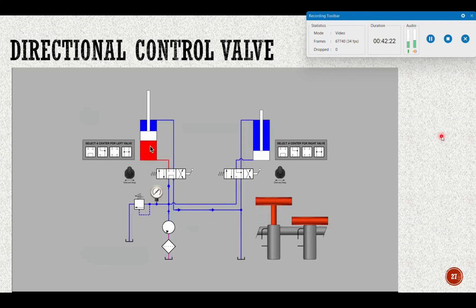The left cylinder rises because when we go into the extend position, we find out that the pump's flow is blocked over here at the right-hand valve, and so the only path for the pump's flow at that moment is into the cylinder to extend it. So that seems to be working nicely. And our pump is unloaded back to tank whenever the valves are in their neutral, center position.